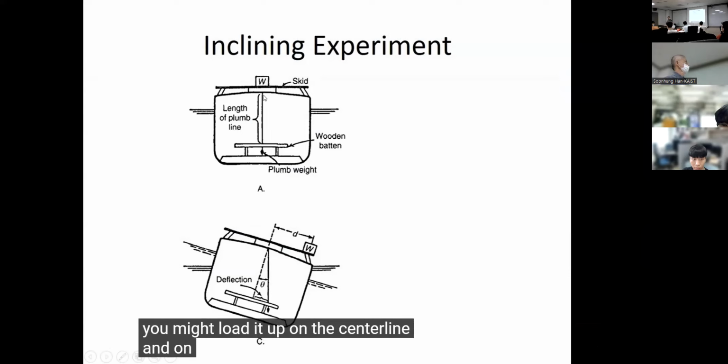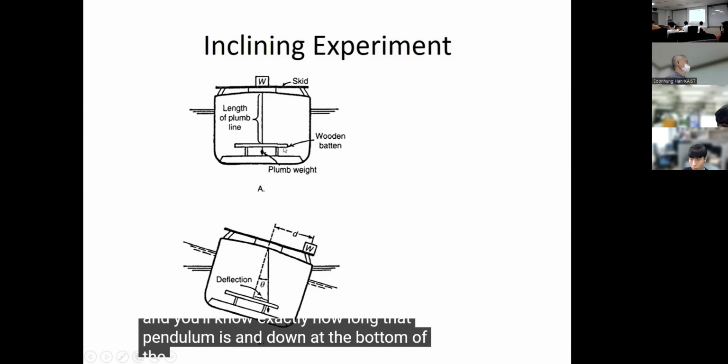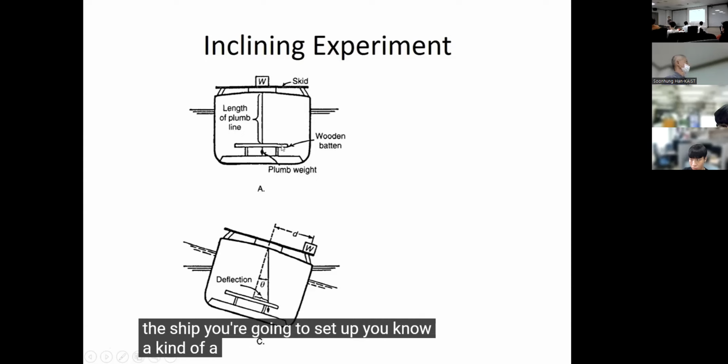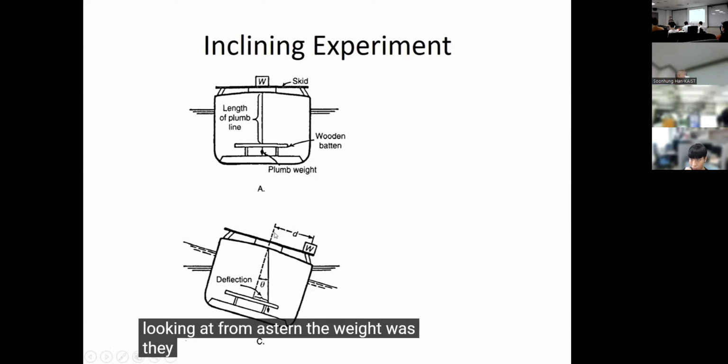You might load it up on the center line. And on the ship, you will hang a pendulum, and you'll know exactly how long that pendulum is. And down in the bottom of the ship, you're going to set up a kind of wooden batten down there, and that pendulum will have a plumb weight on it. Then you'll take that weight, you'll know what the weight is, and you'll slide it a known distance to port or starboard. In this case, if you're looking at it from astern, they slid the weight a known distance from center line to starboard.